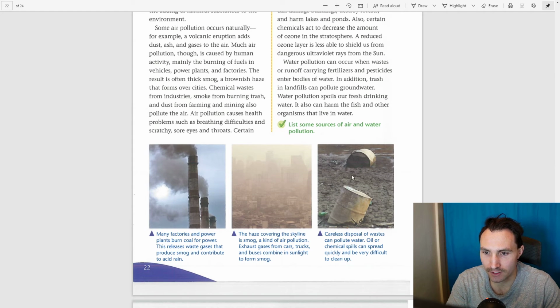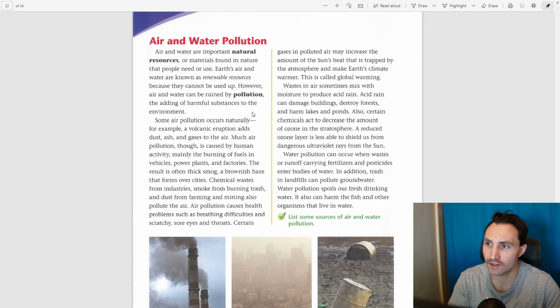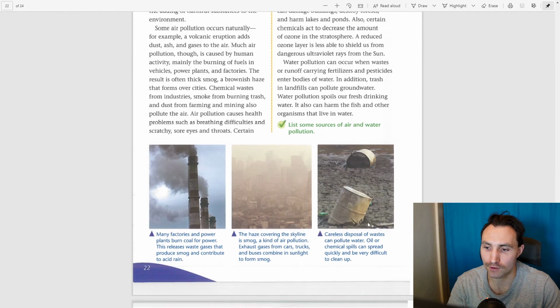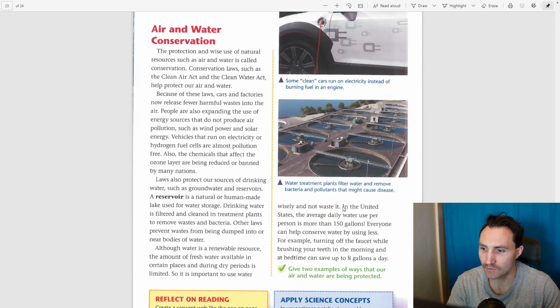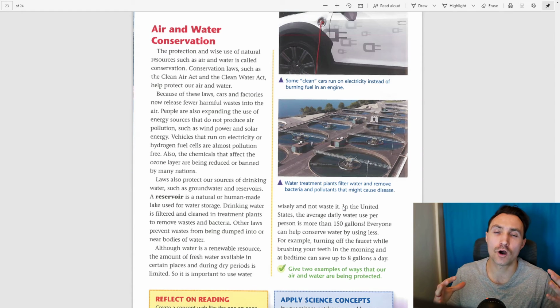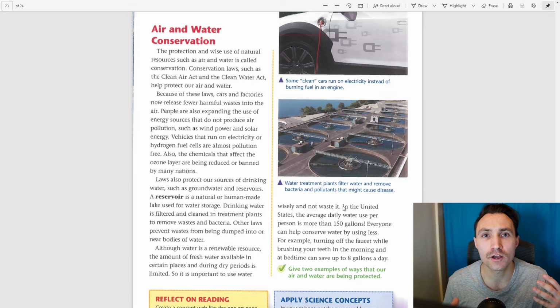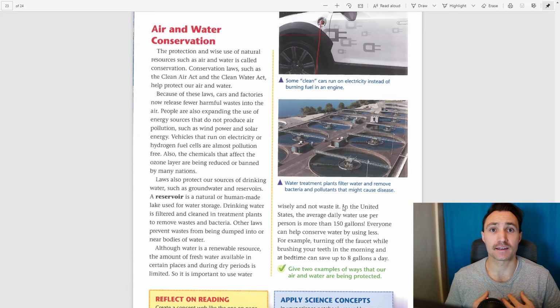Okay, and here's a picture of our water being polluted. So your first checkpoint for air and water pollution is: list some sources of air and water pollution. Okay, we went through a couple of those. All right, so now we've understood what water pollution is and how we as humans, and even natural sources of pollution like volcanoes, can pollute the air and water.